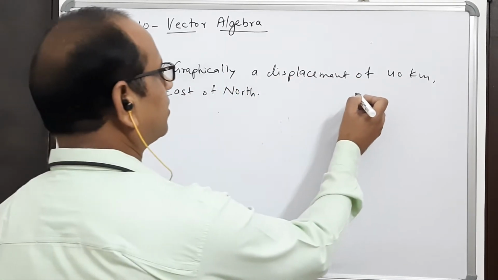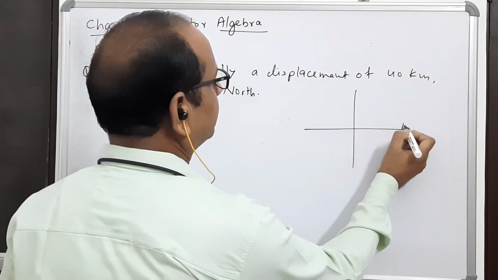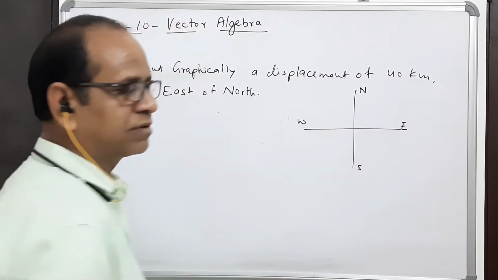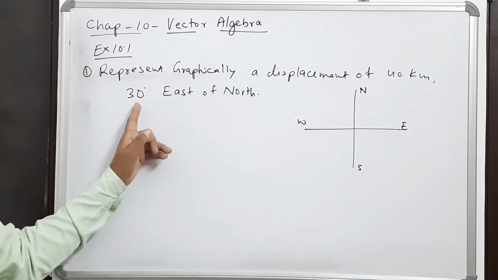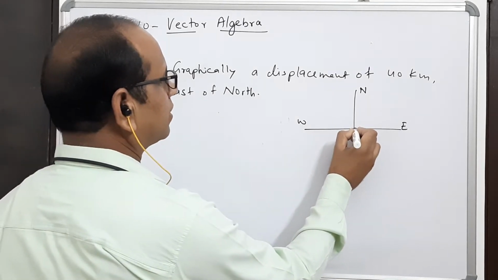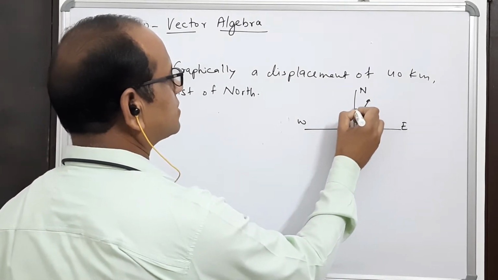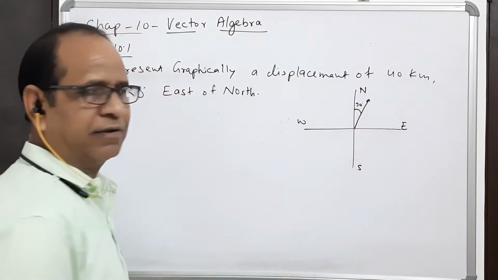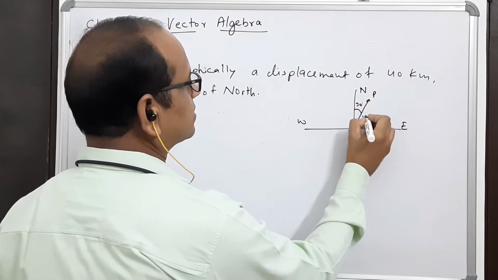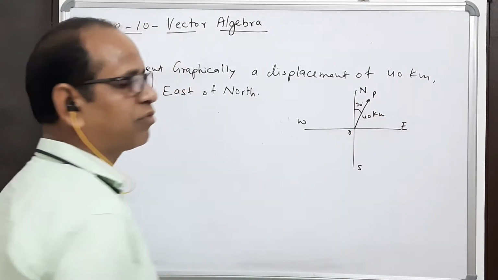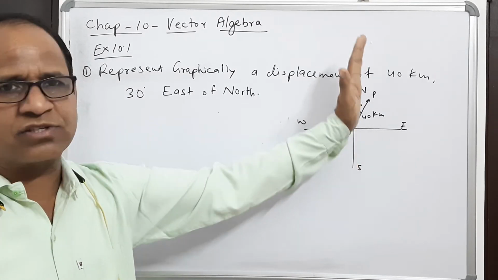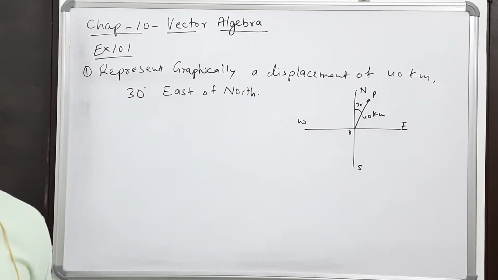So you see now, if you draw, this will be the east, this will be north, west and south. Now 30 degree east of north. So from here, see this angle will be 30 degree. This is O point and this is P point. So what will be this distance? This distance is 40 kilometer, and because this distance is having direction, we say that it is displacement.